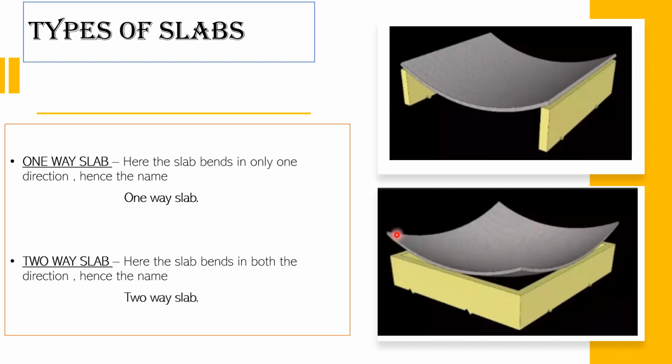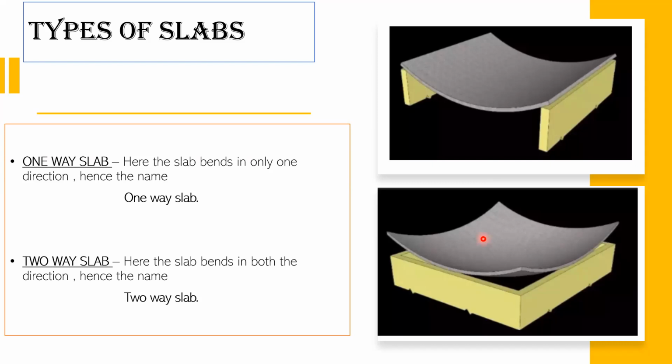So what is happening? The slab is bending in this direction as well as in this direction, right? Whereas in the one-way slab, it was bending only in this direction. You cannot see any bending in this direction. Whereas in a two-way slab, the bending is happening in this direction as well as in the other direction. Let us consider this as x direction and this as y direction. So bending is happening in x direction as well as in y direction. So this is a very basic difference between one-way slab and two-way slab.